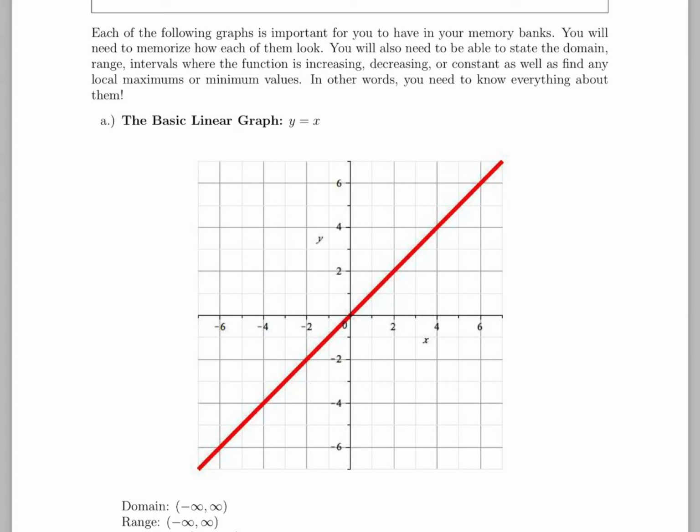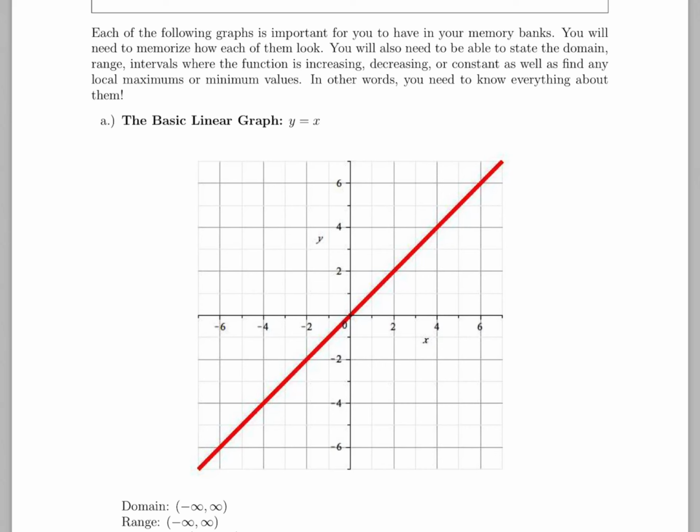So now I want to talk through the different graphs that you may come across before we look at translations of these graphs later on in this course. I want to make sure that you know what these basic functions look like when you graph them.